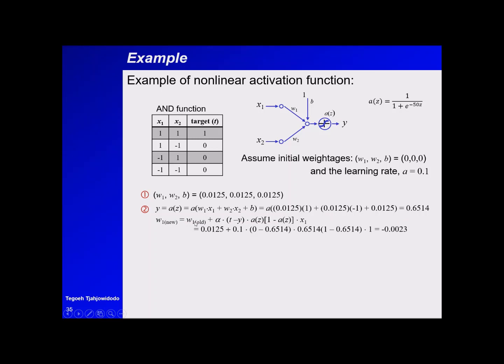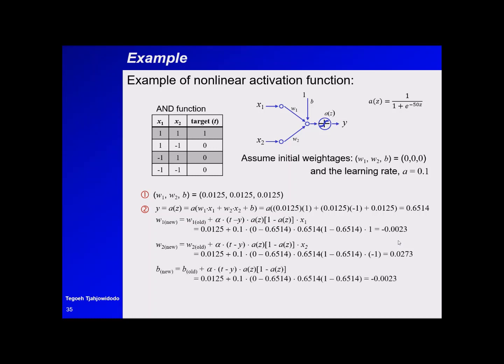But now, of course, I will use the old W1 from the first iteration. And the output now is the current output 0.6514, where the current target output is 0. And then the new W1 will be equal to this, minus 0.0023. I do it again for W2, same as what I did before, and then again for B. So these are my new W1, W2, and B.